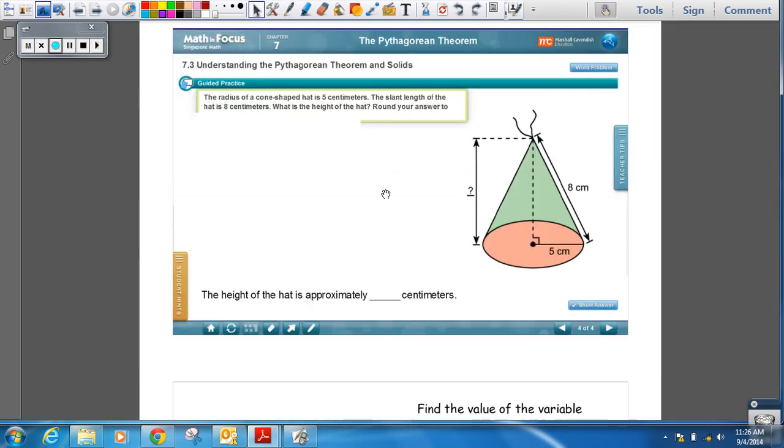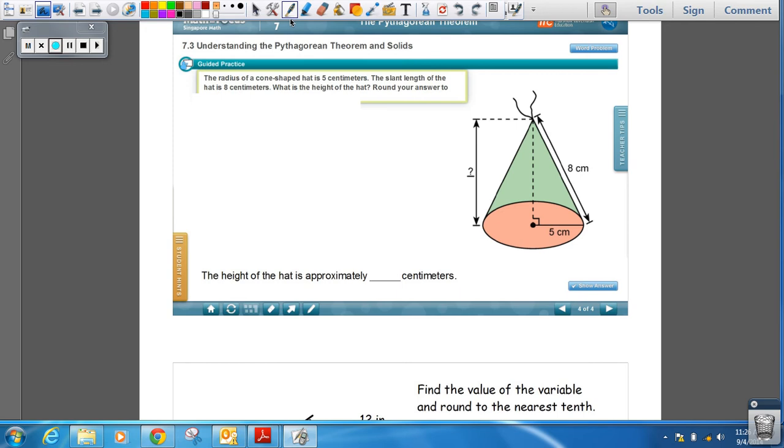Again, we have a cone. This time we have a party hat. So the radius of a cone-shaped hat is 5 centimeters. The slant length of the hat is 8 centimeters. So it's the same as slant height. What is the height of the hat? Round your answer to the nearest tenth. So if I look here, I'm trying to find this height.